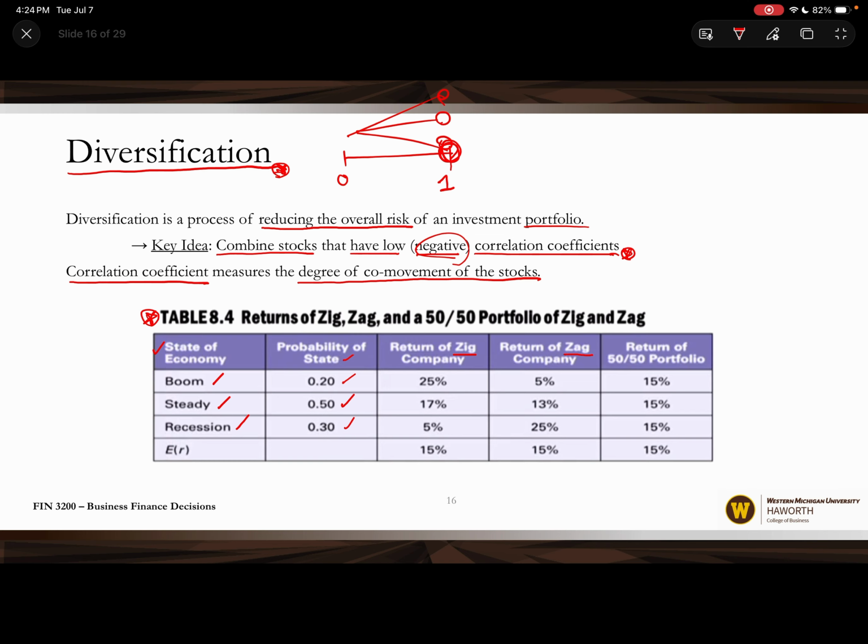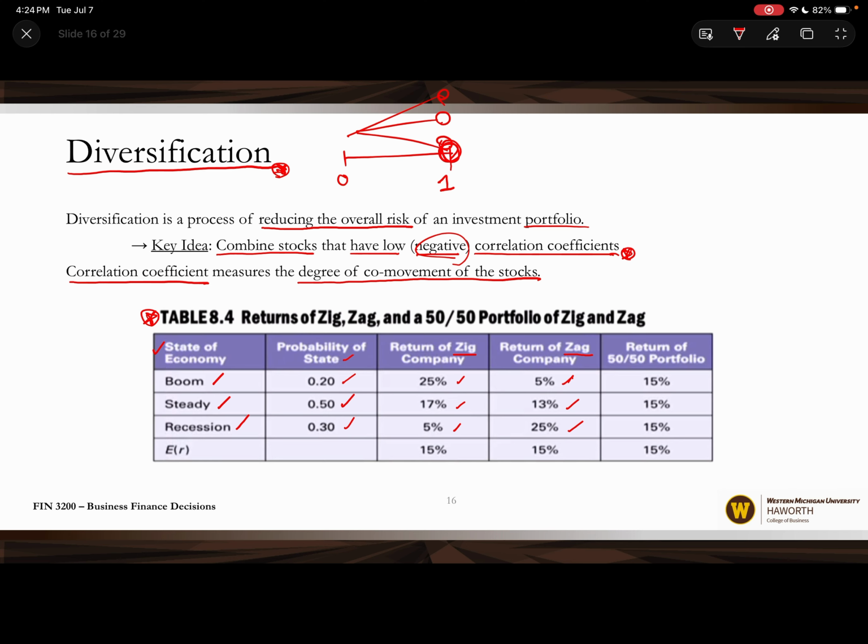So company Zig will do well. It'll generate a 25% return if the economy is good, 17% return if the economy is okay, and 5% return if the economy is bad. Whereas Zag is the opposite. When things are good, it'll generate only 5%. When things are okay, 13%. Recession, it'll do well in recessions, 25%.